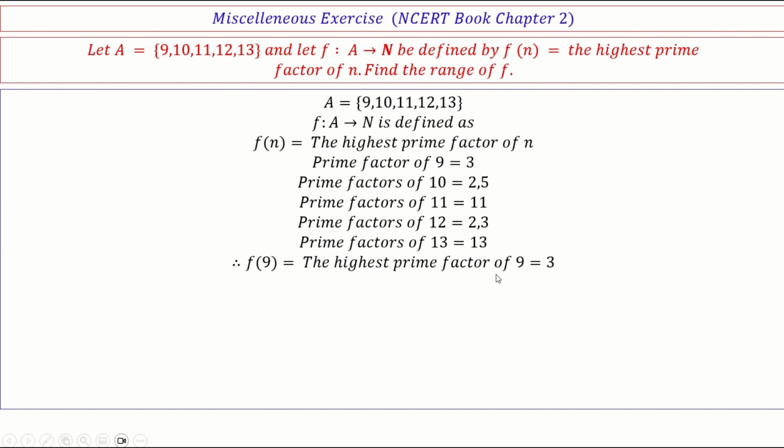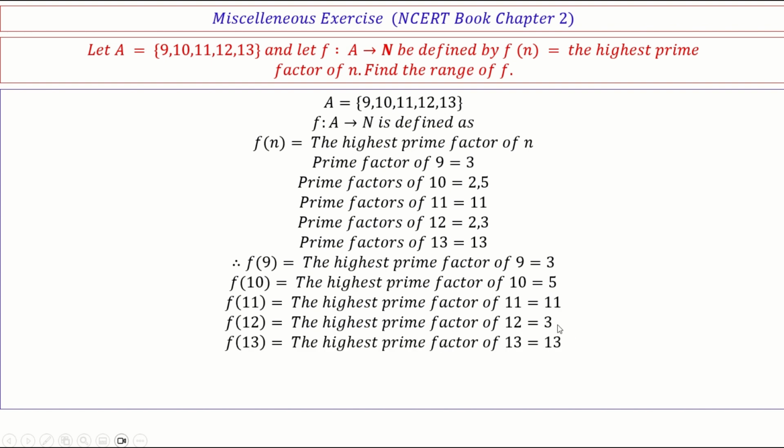So f of 9 equal to the highest prime factor of 9, which is equal to 3. Correct? 10, 5; 11, 11; 12, 3; 13, 13. So the range is 3, 5, 11, 13. That's it. Because there is a repetition, right? 3 and 3 is a repetition. So you get only 4 elements in the range. Hope you understand this.